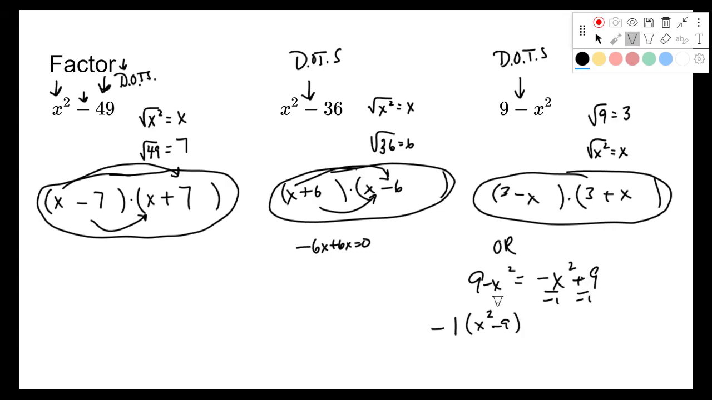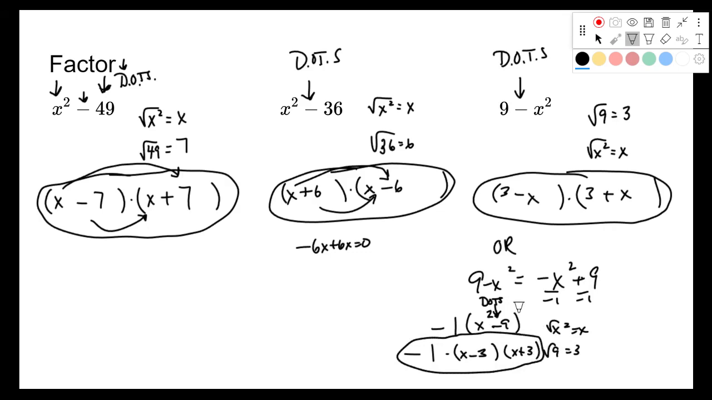Now I look inside. There are two terms. They're subtracted in the middle. So I can try difference of two squares on that. So the square root of x squared would be an x. The square root of 9 is 3. So the negative 1 comes down. That's the GCF. And then we're going to write what we have here. Now the x squared is in front. So the x and the x will lead. And they have to multiply to be minus 9. The square root of 9 is 3. So one of them's a negative. The other one's a positive. And this is the correct answer. Okay? So two different ways to do the same problem. Both are acceptable.